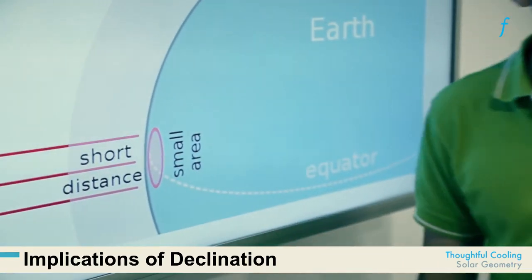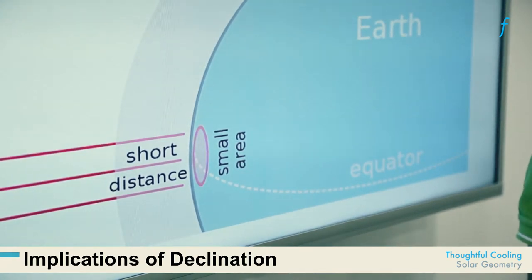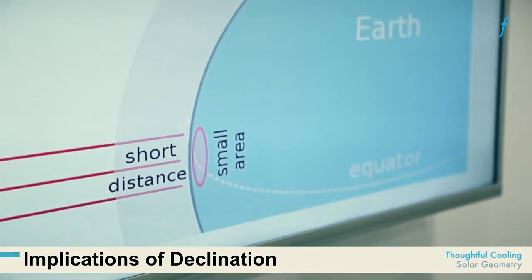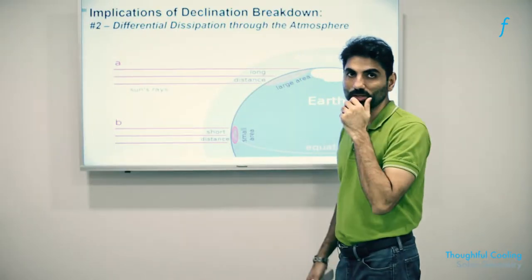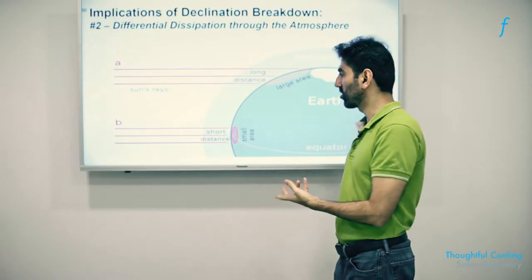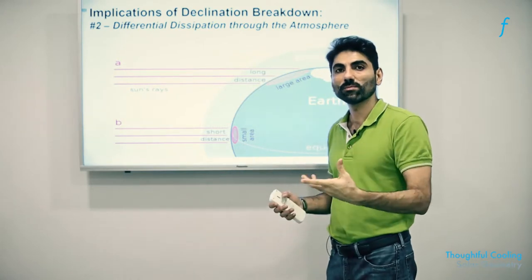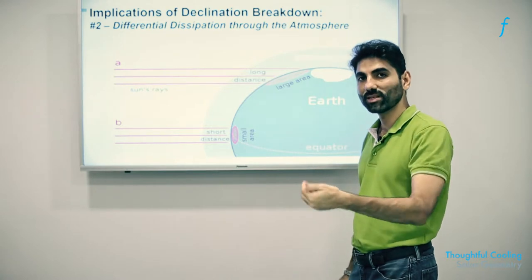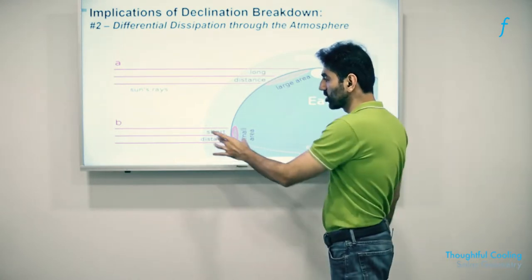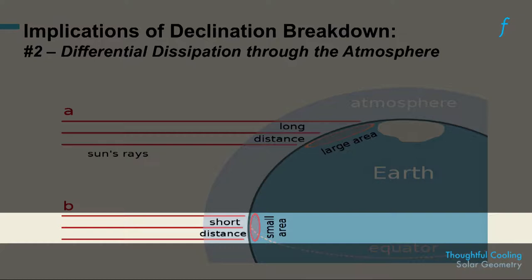However, the moment it strikes the atmosphere, which is inordinately more dense than vacuum, you would start seeing a lot of scattering of solar radiation. So this can sort of be thought of as lots of clouds in the atmosphere which disperse solar radiation, which reduces the intensity that is eventually felt on Earth. So the shorter the distance it has to travel through the atmosphere, the more intense is the solar radiation that you eventually experience.